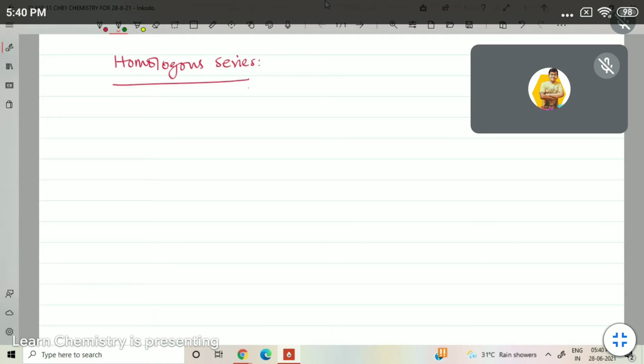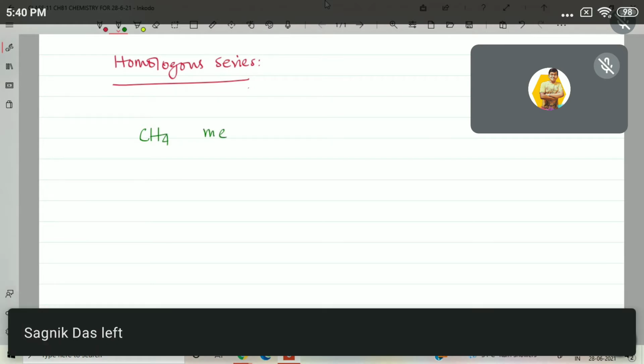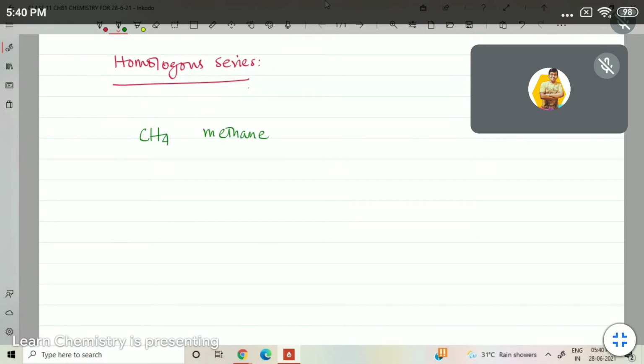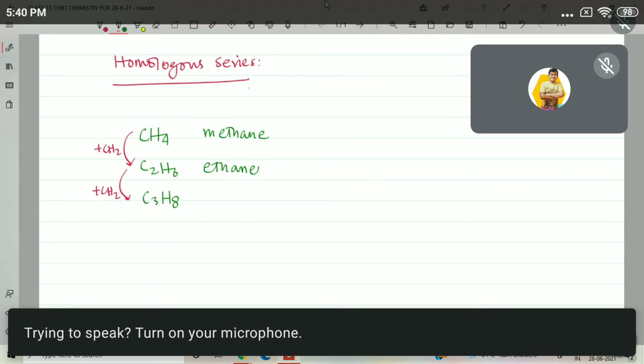Say you have got methane, CH4. If you add another CH2, you will get C2H6. The name of this compound is ethane. Next, C3H8. If you further add another CH2, see what I'm doing, I'm adding CH2 each time. So this is how it is going on. Now the third one is known as propane.